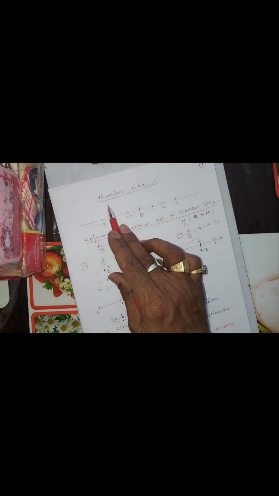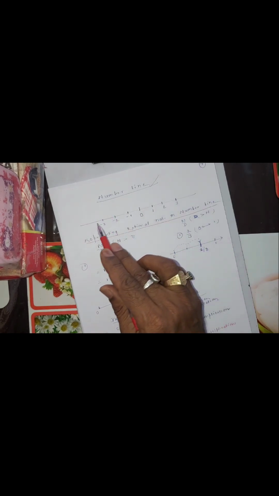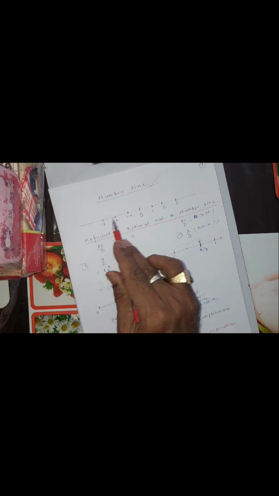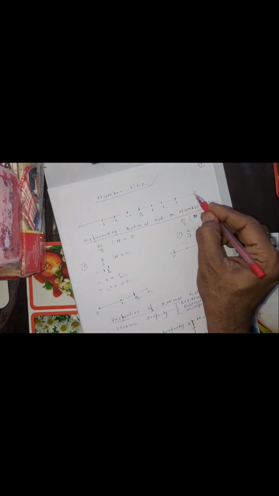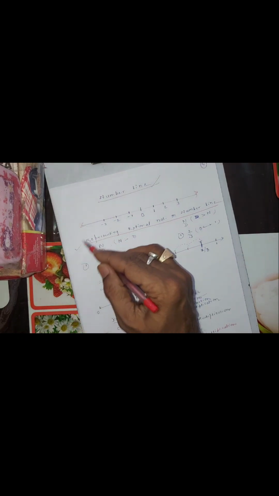Now next one is number line. How to express or represent a rational number on a number line. You know how to represent integers on a number line: 1, 2, 3, minus 1, minus 2, minus 3. Now, representing rational numbers on a number line.